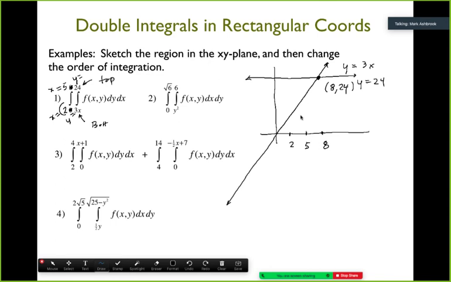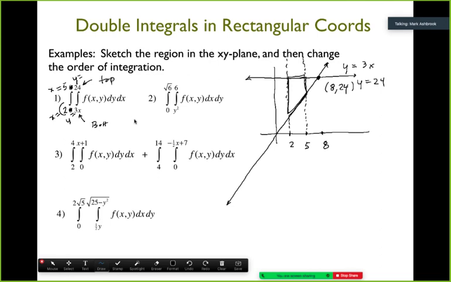Okay, so here's 2. That's our left side. 5 is the right side. The top is 24, the bottom is 3x. So do you see what the region is? Bottom 3x, top 24, left 2, right 5. Right there, so there's our region.